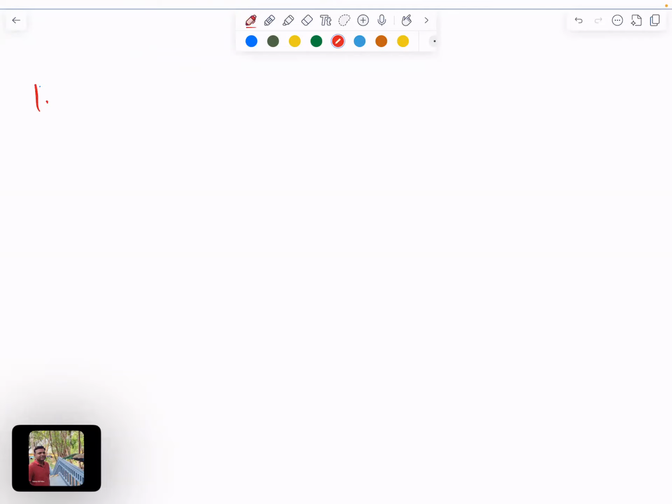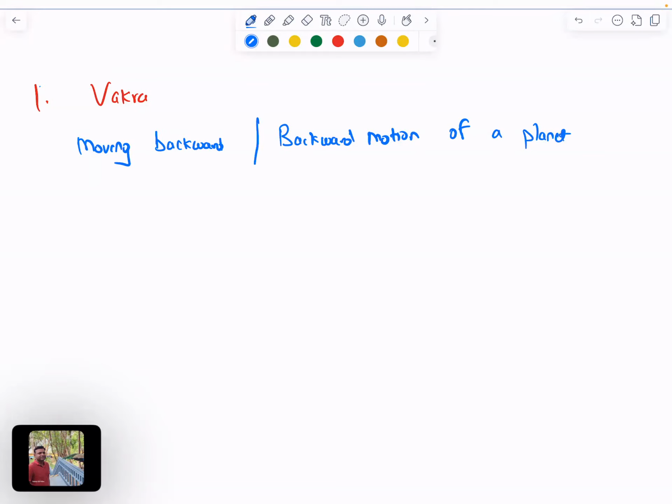First one, let us take Vakra. Vakra means what? Moving backward. That's all. Or backward motion of a planet. And it travels gradually lower to average. This much is sufficient.